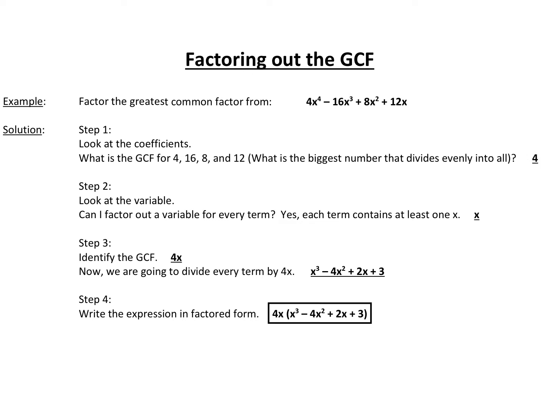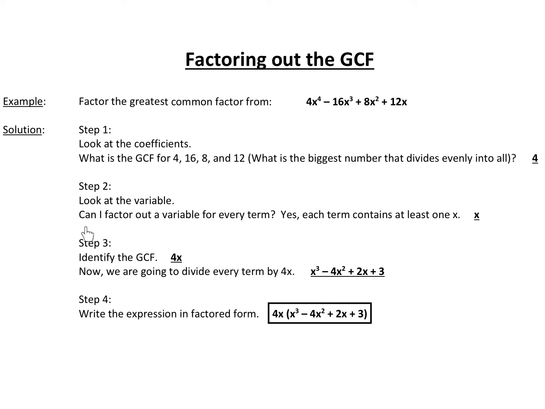Okay, next, step 2, look at the variable. So we have an x to the 4th, x to the 3rd, x squared, and x. Now I just want to point out, for example, x to the 4th means that you have 4 x's being multiplied together. So x times x times x times x. So for example, this term right here means we have 4 times x times x times x times x. All of this is being multiplied together to give us 4x to the 4th.